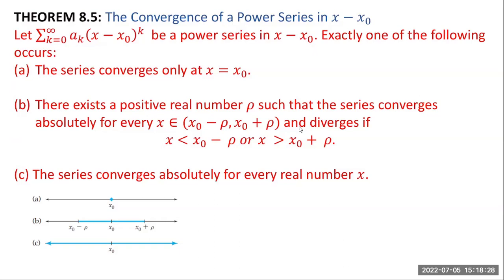The first possibility is the series converges only at x is equal to x naught. The second possibility is there exists a positive real number rho such that the series converges absolutely for every x in (x naught minus rho, x naught plus rho), and diverges if x is less than x naught minus rho or if x is bigger than x naught plus rho. And the last scenario is the series converges absolutely for every real number x. Here are the pictures for each case. For the first case, the series converges only at x is equal to 0. That means it converges only at this point.